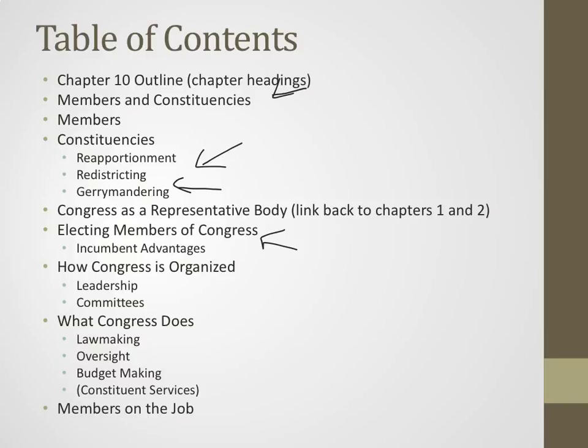Then we started looking at organization. Know some of the organization, but also know the powers of the leadership. Remember that committee chairs are here, subcommittee chairs, the speaker, the majority leader, the majority whip. They all have certain roles and responsibilities and power. And a lot of that has to do with majority rule. Again, another core value. When we look at what Congress does, again, we look at lawmaking, oversight, and budget making, which is a specific example of lawmaking. Also, don't forget constituent services.